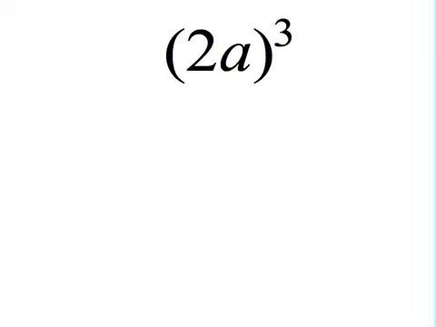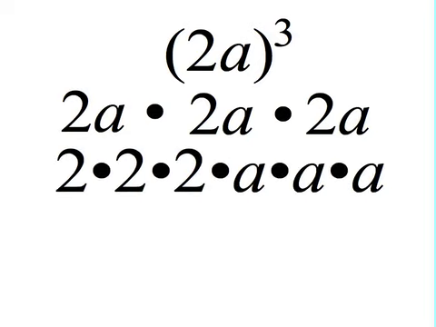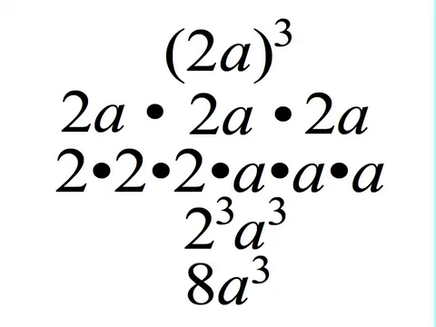Here's a product, 2 times a, and that entire product is taken to the third power. And we know that that means 2a times 2a times 2a. And the commutative property of multiplication allows us to write it in this order. And then the 2 times 2 times 2 makes 2 to the third, and the a times a times a is a to the third. Well, of course, 2 to the third is equal to 8. We prefer to write it that way. The a to the third is left as a to the third. And our final expression can be written 8a cubed.